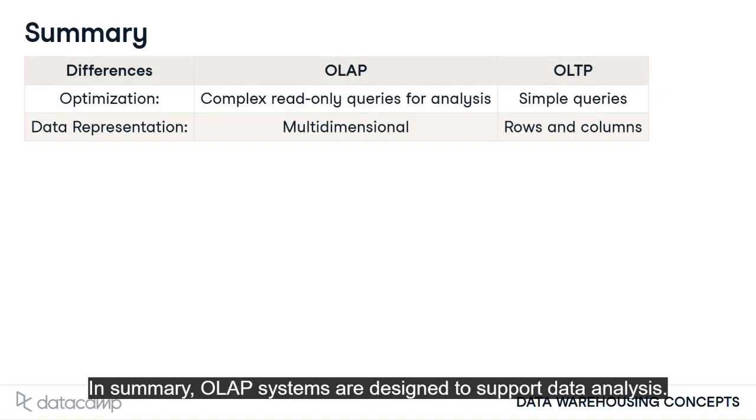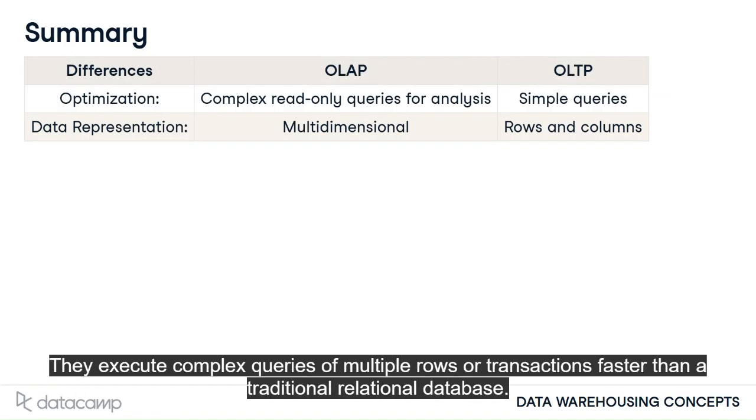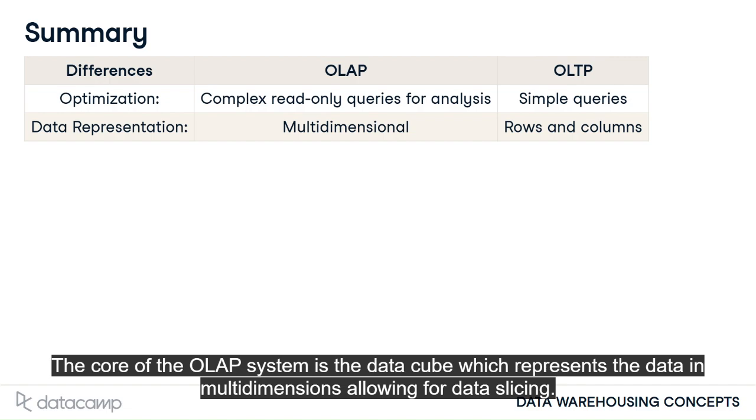In summary, OLAP systems are designed to support data analysis. They execute complex queries of multiple rows or transactions faster than a traditional relational database. The core of the OLAP system is the data cube, which represents the data in multiple dimensions, allowing for data slicing.